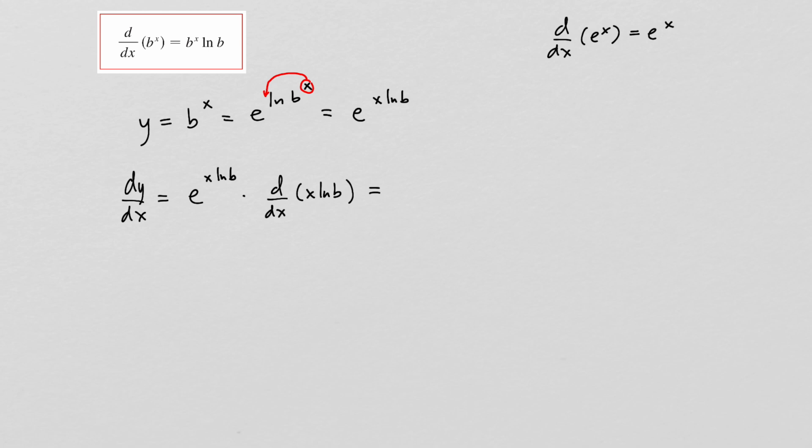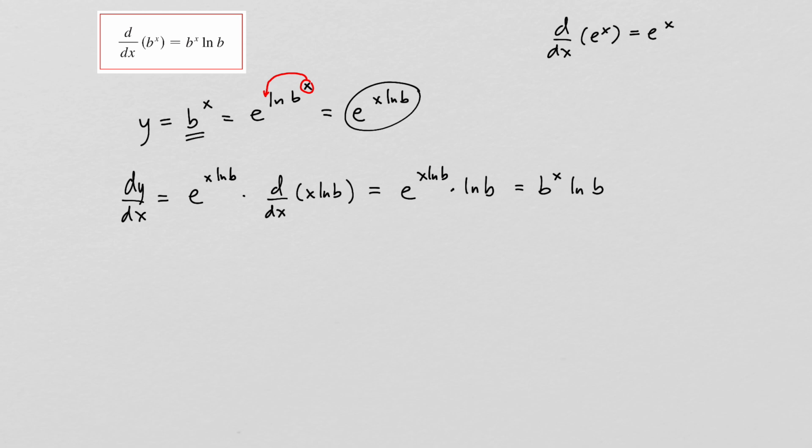Now, what is the derivative of x times the natural log of b? So here again, I remind you that natural log of b is just a number. So x times the natural log of b is just a constant multiple of x. And we know the derivative of a constant multiple of x is the constant multiple. So this becomes e to the x natural log of b multiplied by the natural log of b. And then we'll remember that e to the x natural log of b is the same as b to the x, and so we get b to the x times the natural log of b.